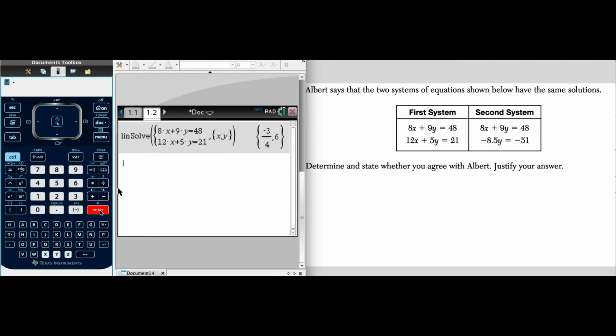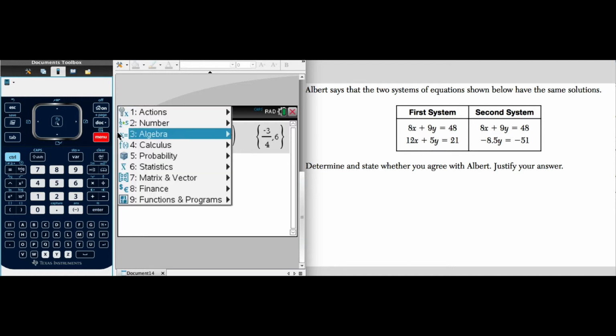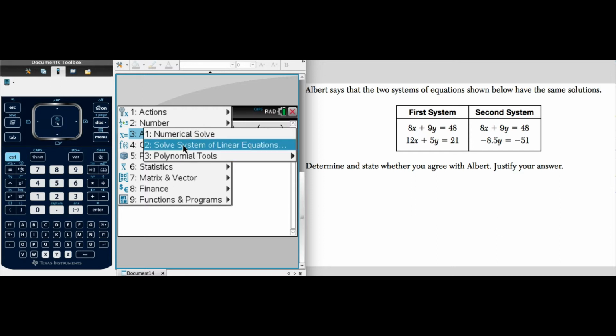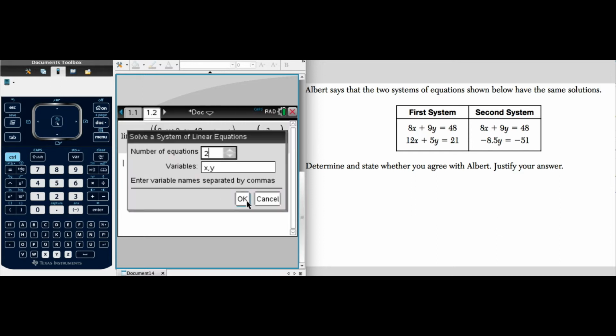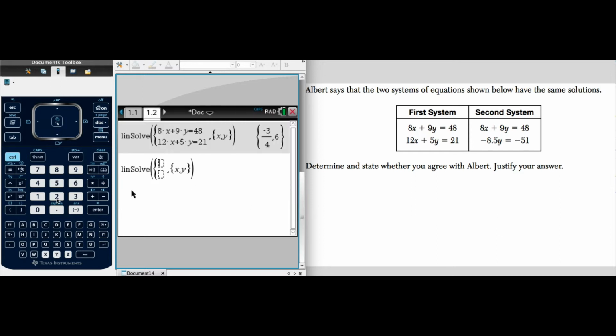Now we can simply do this all over again with the second system and see if we end up with the same solution. So to review: menu, algebra, solve system of linear equations. Again, two equations. Click OK. And we have 8x plus 9y. That's the same, isn't it? Equals 48. And arrow down.